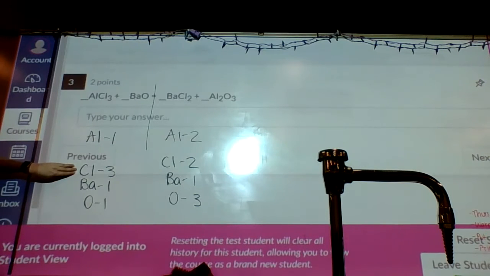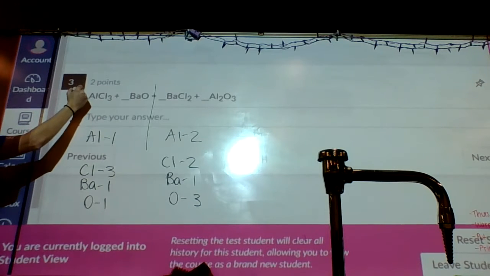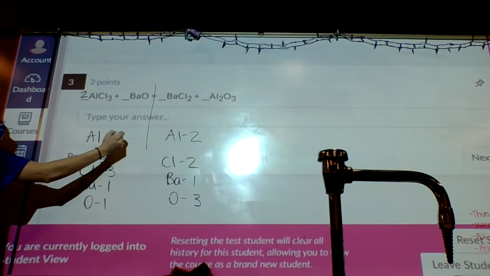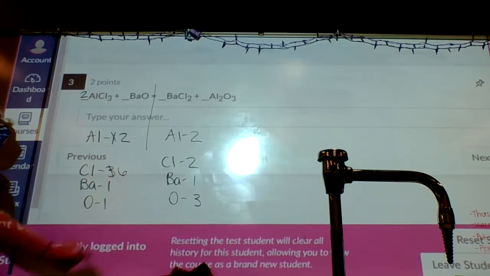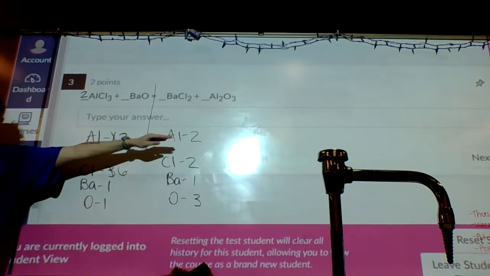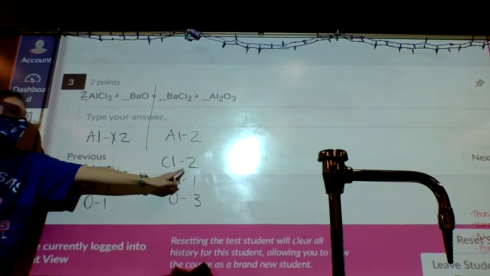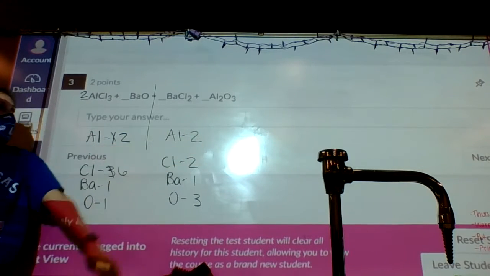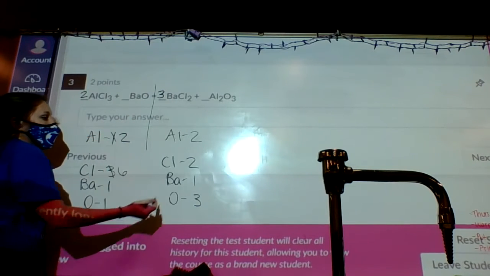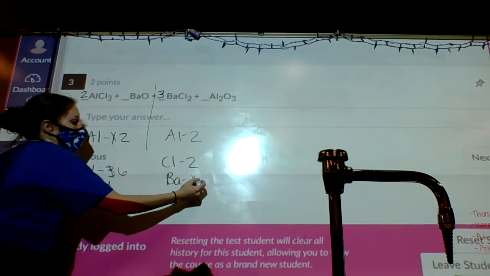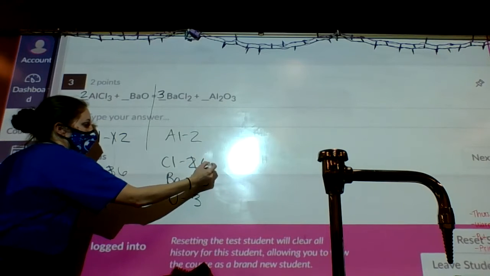Alright, so Cl on my reactant side, my left side, how am I going to get Cl to equal 6? 2. Put a 2 here. What else does that change? Al, I have a 2. How many Cls? 6. Okay, so that fixed my Als for me. Let's bring this chlorine on the right, my products, to a 6. 3. So now I have 3 Ba, 6 Cl.